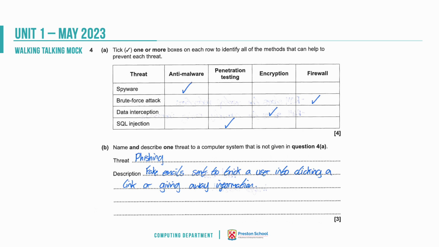So I've gone for phishing. For the what, I've said fake emails sent to trick a user. Why? Well, it's to trick them into clicking a link or giving away personal information. So those sorts of emails that we get that we know are junk, but ask you, hey, click here to reset this password because your account's at risk. There are a number of different threats that you could have here, but phishing tends to be one that comes up quite often. So I think phishing is definitely one that you want to be aware of.